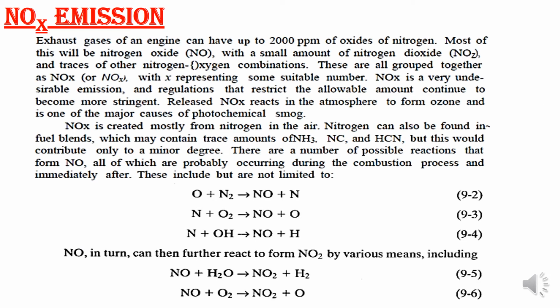Next we have the NOx emission, a very important emission nowadays, that is oxides of nitrogen. Oxides of nitrogen, which occur only in the engine exhaust, are the combination of nitrogen oxide, NO, and a small amount of nitrogen dioxide. In NOx the major part is nitrogen oxide, and a small amount of NO2 will be there. The combination of these two is called NOx.